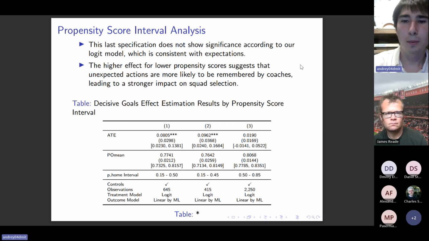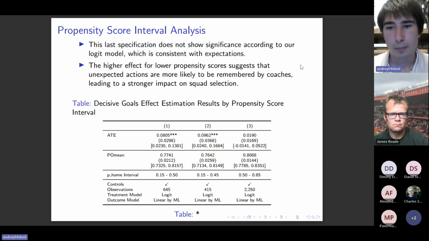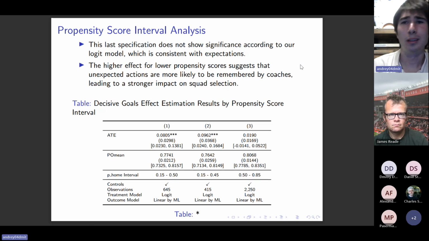So we can see that the effect for small probabilities, for the unexpected decisive goals, is huge. And for the not unexpected decisive goals, it's small. Yeah. So it's consistent with our theory, which was on the previous slide. So that is all on the analysis of the decisive goals.